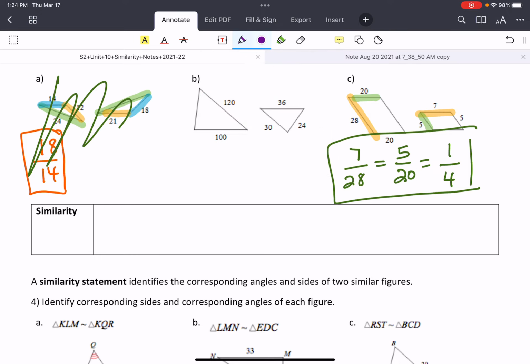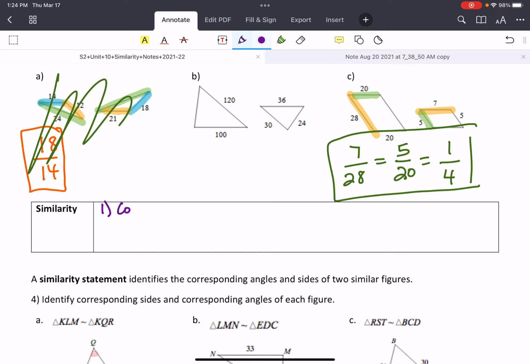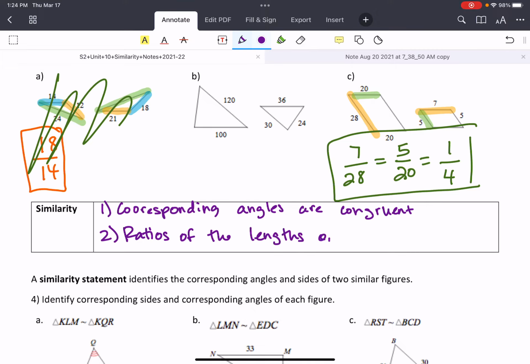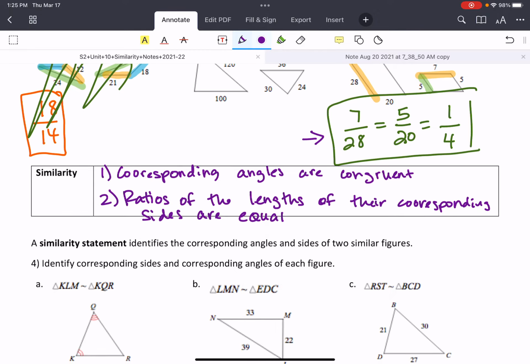So for things to be similar, 2 things must happen. First, the corresponding angles have to be congruent. And we're going to talk more about that in our next lesson. But just know that if it tells you the shapes are similar, their corresponding angles are going to be congruent. 2, and this is what we're going to work with today, the ratios of the lengths of their corresponding sides are equal. And that's exactly what we saw here. So maybe those first ones that we were setting up a ratio for weren't similar.